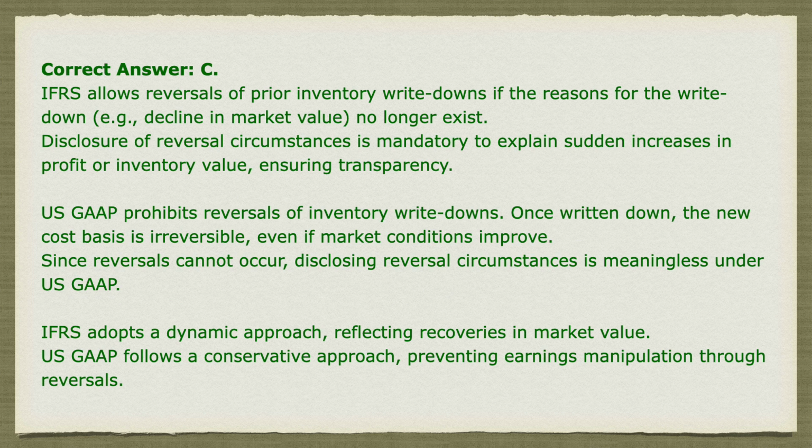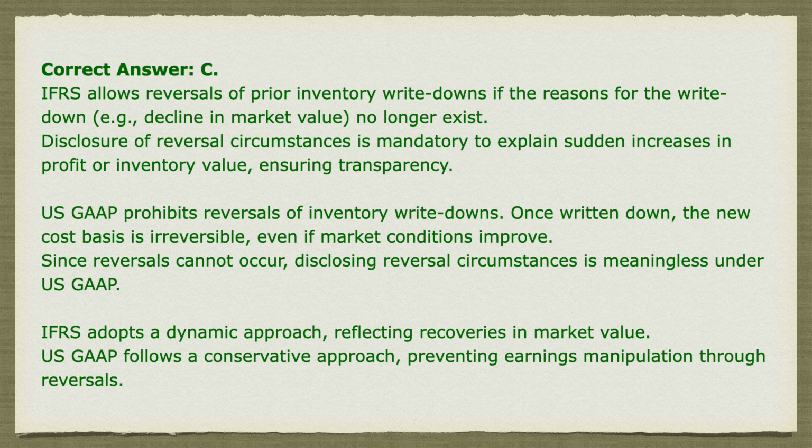Correct answer, C. IFRS allows reversals of prior inventory write-downs if the reasons for the write-down, for example, decline in market value, no longer exist. Disclosure of reversal circumstances is mandatory to explain sudden increases in profit or inventory value, ensuring transparency. US GAAP prohibits reversals of inventory write-downs. Once written down, the new cost basis is irreversible, even if market conditions improve.